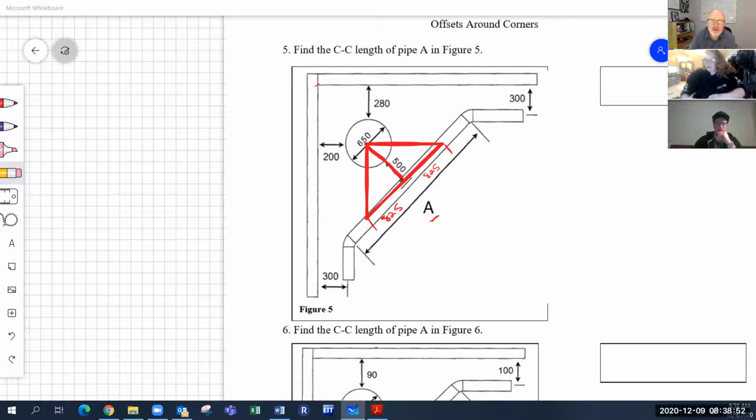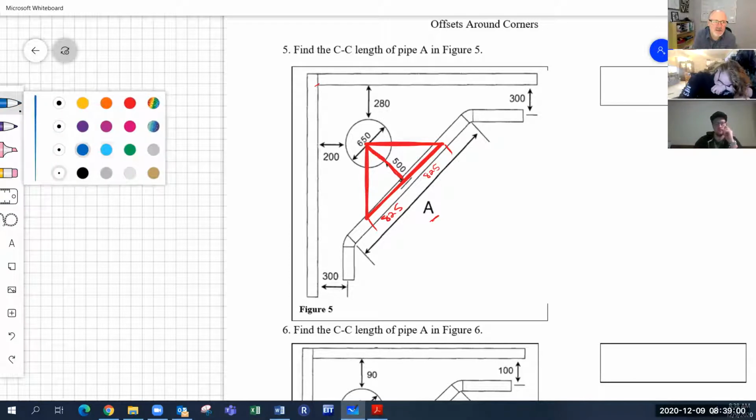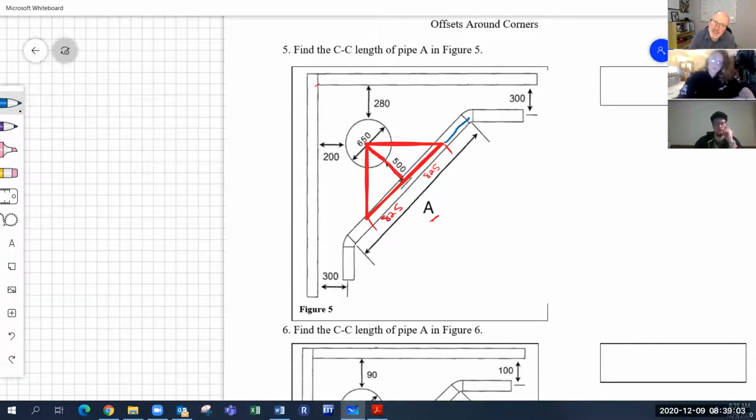Now, here's the fun part. I need to then solve for this piece to get my center to center measurement. I need this line right here. I'm going to call that line a travel, and I'm going to draw a right angle triangle right there. Let me just redo that one, see if it'll snap into place. So I'm going to draw a right angle triangle right here. See, there's my right angle.